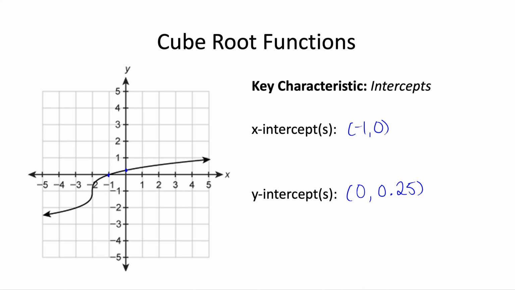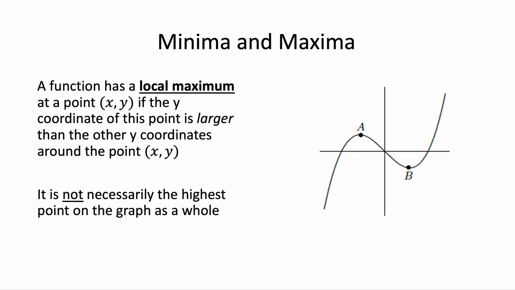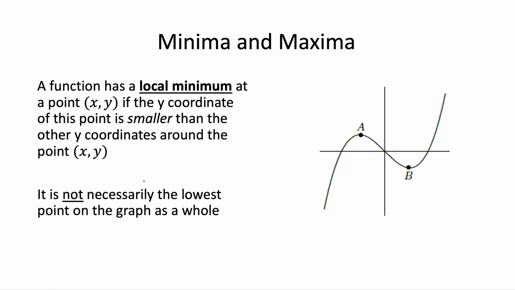So now we can talk about local maxima and minima of the function. A function will have a local maximum at a point, such as A, if that point is larger than the other y-coordinates around that point. So it's not necessarily the highest point on the whole entire graph, it's just higher than the other points in that region. Similarly, we have a minimum, like this value here at B. That is a local minimum because it's lower than the other y values around it, but it's not necessarily the lowest point on the whole entire graph.